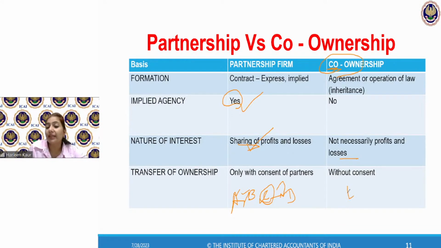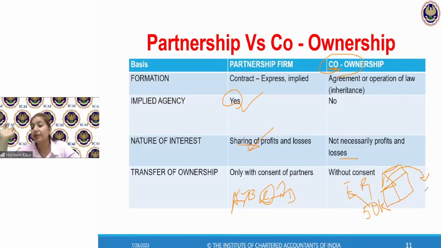Suppose there are two brothers, E and F, and they have jointly owned a house. So this is the house, and they get the rental income of 50K over here. 25,000 belongs to E, and 25,000 F takes home. Now F said, okay, I want to give my ownership to someone else. Please share the rental incomes with someone else. Now without permission of E, he cannot do it. So here you cannot transfer any kind of interest without the consent of the other party.